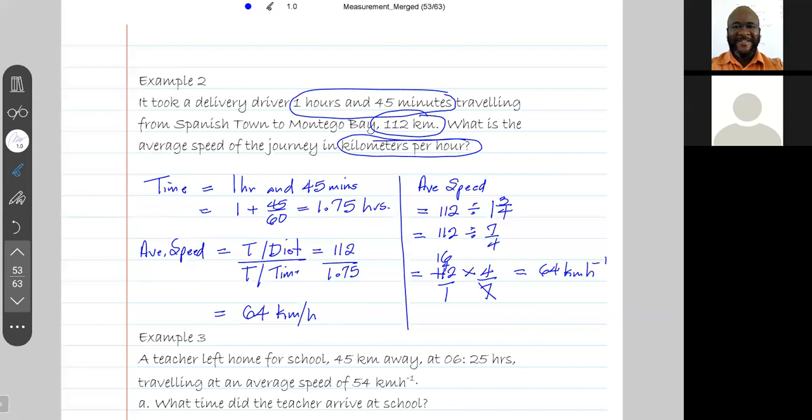So what you have to remember in this question, the examiner gave me the time in hours and minutes, but he's asking for the speed in kilometers per hour. And what I said, guys, is when you're doing these calculations, if the unit of speed is kilometers per hour, then the unit of time must be in hours only. Guys, I just did example 2. I want you to have a look at example 3.